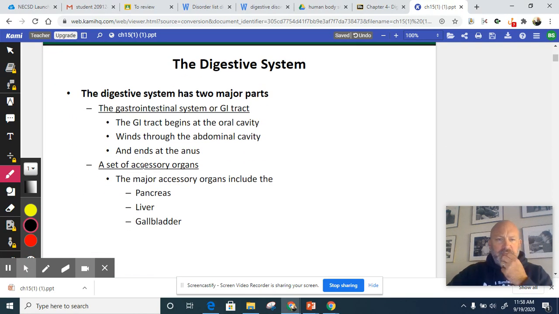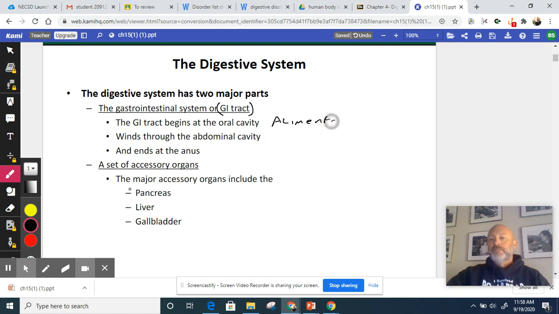When we think about the digestive system, we think about it as one big tube, starting with your mouth, and that tube goes all the way through the body, ending with the anus. We call this tube a couple different things. We could call it the GI tract, which means gastrointestinal tract, or we could refer to it as the alimentary canal, right? Alimentary canal.